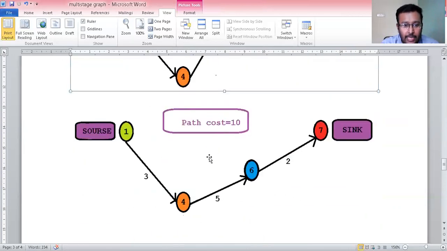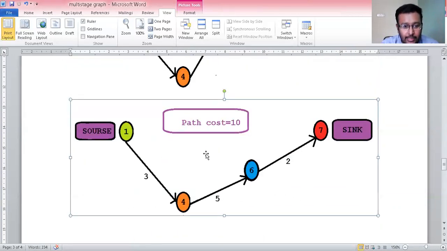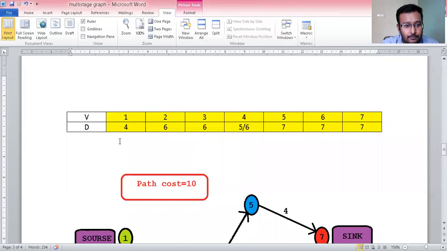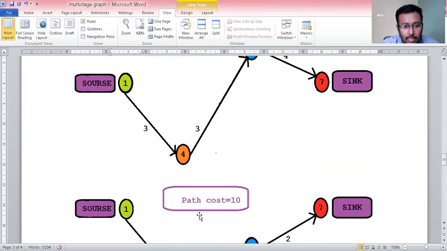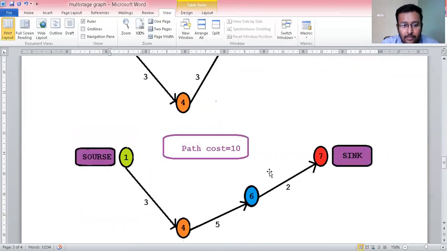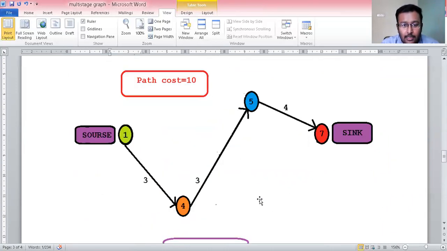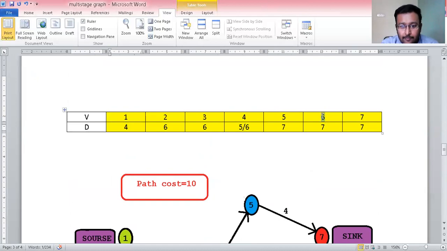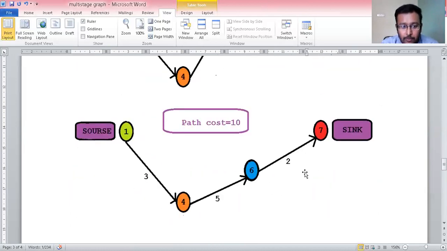So one more graph. I have one more graph here. In the same way, if I start from 1, the next vertex which I have to select is 4. And from 4, I have two options, that is either go to 5 or 6. Suppose I select 6, from 6 the next vertex which I am selecting is 7.